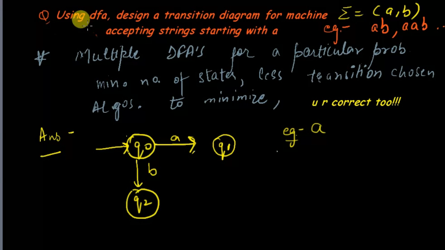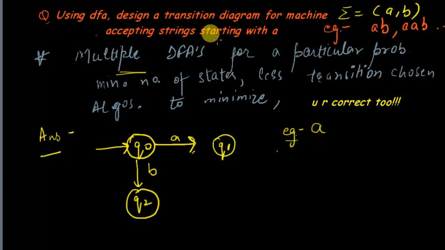If I'm given a question: using DFA, design a transition diagram for a machine with alphabet set A, B accepting strings starting with A. That is, this machine should accept any of the strings which start with the symbol A. Now, before doing the question, you must understand that multiple DFAs could be generated for a particular problem, but we choose that DFA which has the minimum number of states and fewer transitions between those states, and we have many algorithms to minimize a particular DFA.